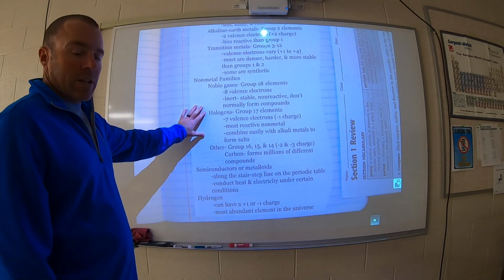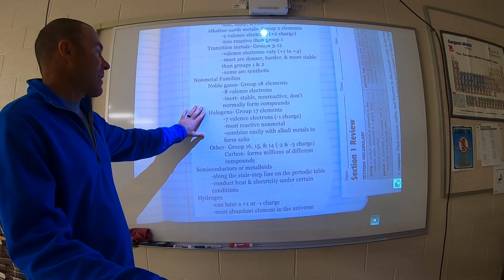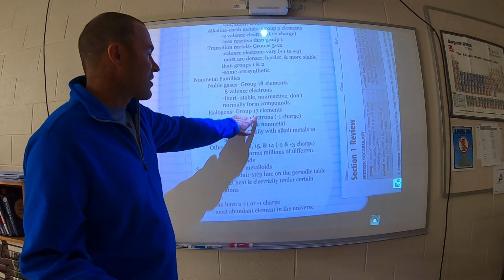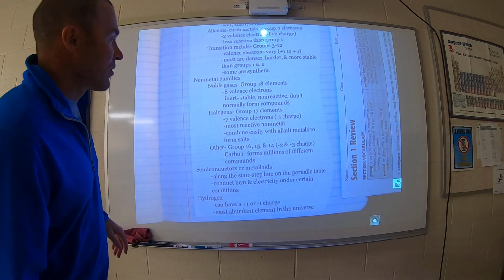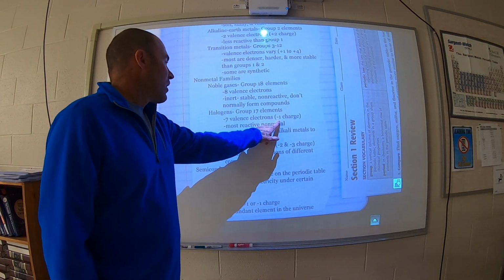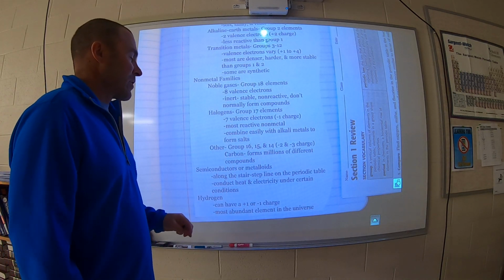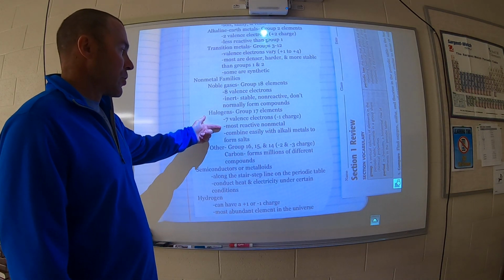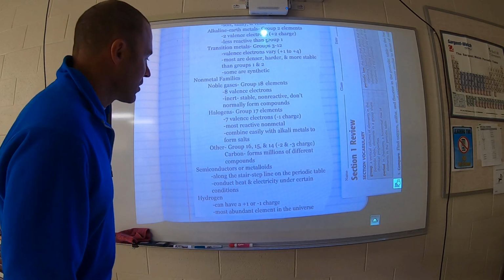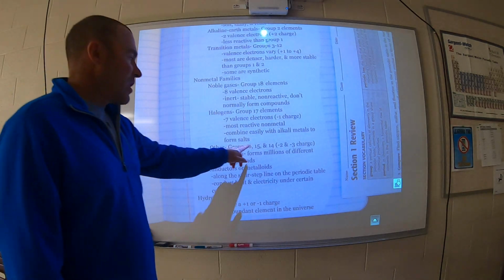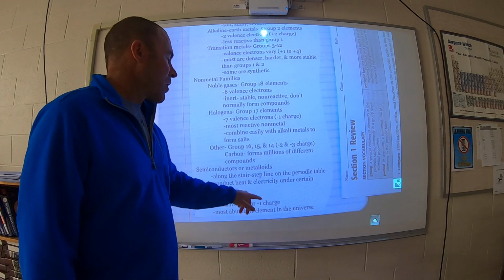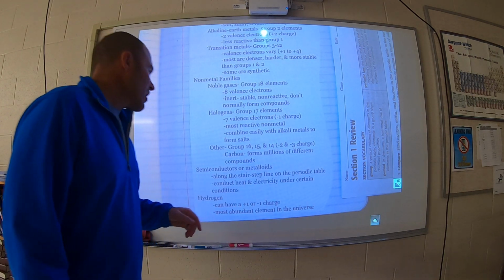The halogens are right next to group 18, or the noble gases. These are the group 17 elements. Again, drop the 1 here, and it has 7 valence electrons. So it's easier for them to gain 1 electron, gain 1 negative charge to get a -1 charge, than it is to lose all 7 valence electrons to become stable. These are the most reactive nonmetals, and they combine very easily with alkali metals to form salts. Other groups, 16, 15, and 14, if it's group 16, they've got a -2 charge. Group 15 has a -3 charge, and so on.